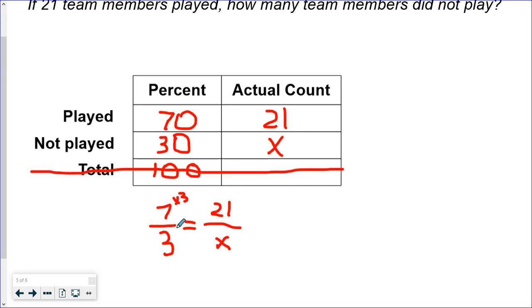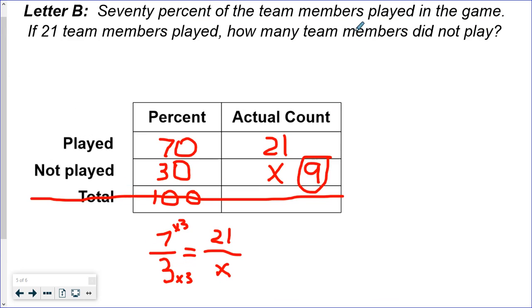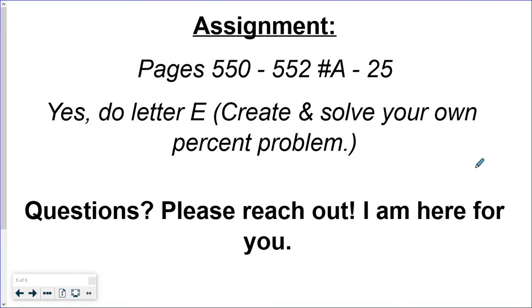And so whatever I multiply the numerator by, I want to make sure I multiply the denominator by the same thing. So I'm taking 3 times 3. So how many people did not play in the game? 9 people did not play, and that 9 would be my answer. I want to make sure to put on there 9 team members as the label for that particular problem. All right, I hope this lesson helps you understand how to do this particular problem.